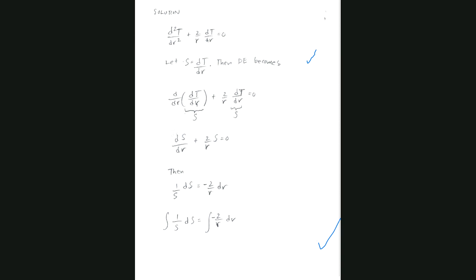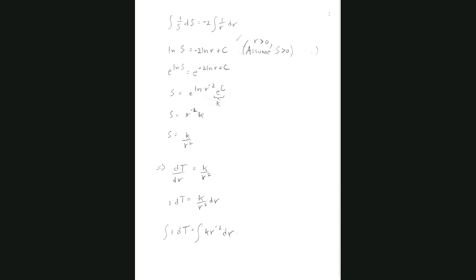Now keep in mind, ultimately, we're interested in T as a function of r. To answer the question, we need to find that formula. But we can solve for S and then backtrack. So here, the antiderivative of 1/S is the log of the absolute value of S, but we're able to assume here that S is greater than 0.